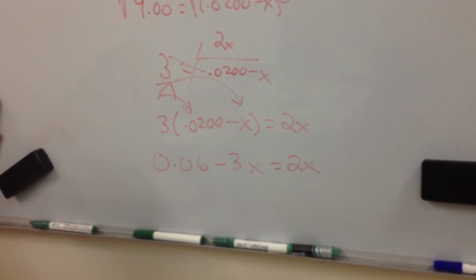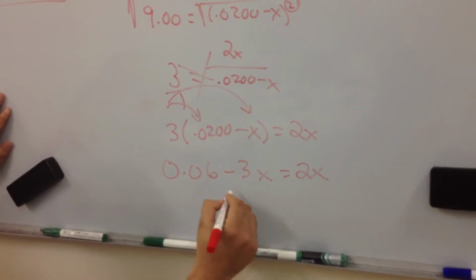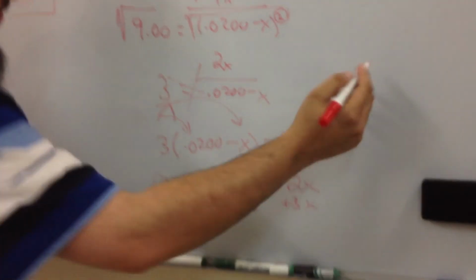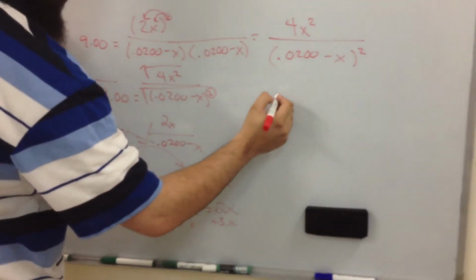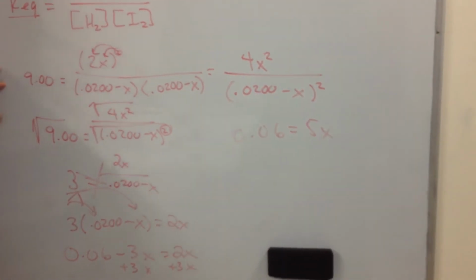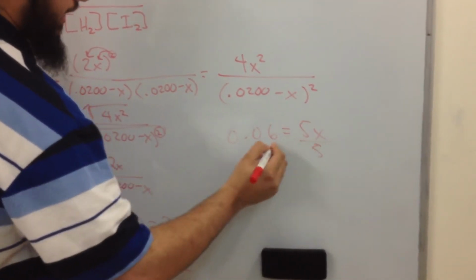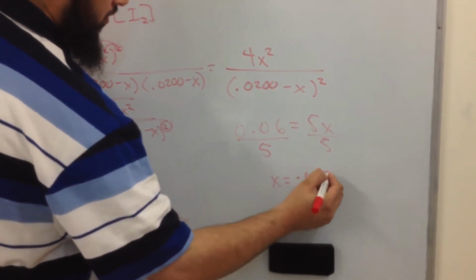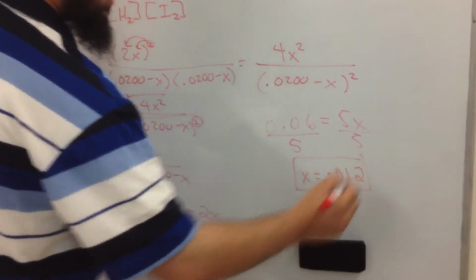And then what do we do? Add 3x, right? I'm going to write it over here. So if we add 3x, it's going to be 0.06 equals 5x. Divide by 5. So what does my x equal? 0.012. So this is my x.